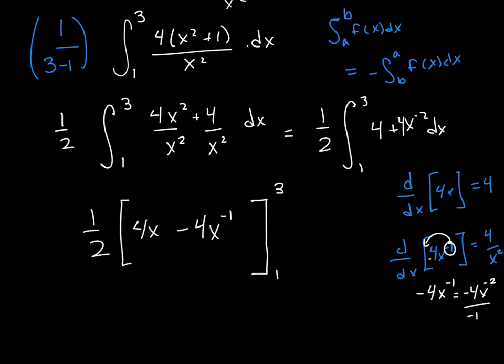So if I go back, what these numbers on the outside mean is that now I plug in 3 for x, 4x, and then I subtract what I get when I plug in 1 for x. Now, I don't have a constant of integration here, right? Why do I not have a constant of integration?